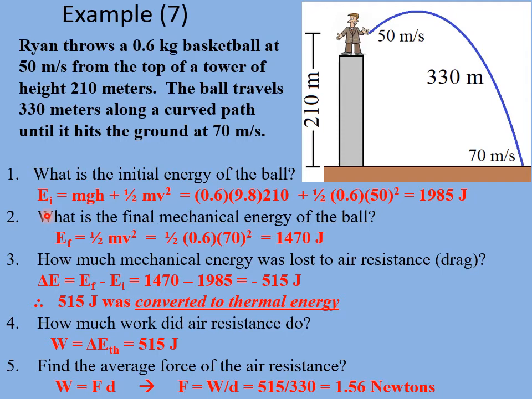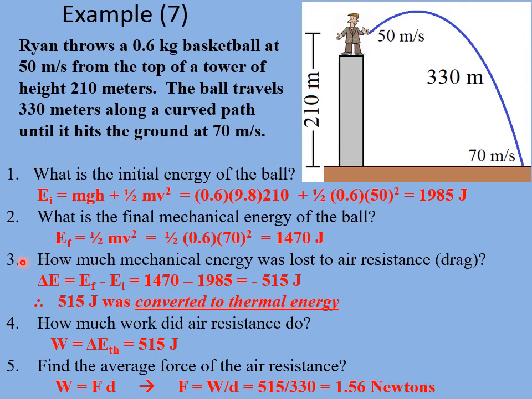Now, we have to be careful here. If we just used the conservation of energy principle, it would be tempting to just say, oh, well, the ball had 1,985 joules up here, so it must have the same down here. But that's not the case, because of the friction due to the wind resistance. So remember, final mechanical energy of the ball is kinetic energy and potential energy. When the ball ends up down here, it only has kinetic energy because it has no height. So the final energy of the ball is 1/2 mv squared. Again, the mass is 0.6. We were told the final velocity of the ball was 70. So we have 1/2 times 0.6 times 70 squared, which is 1,470 joules.